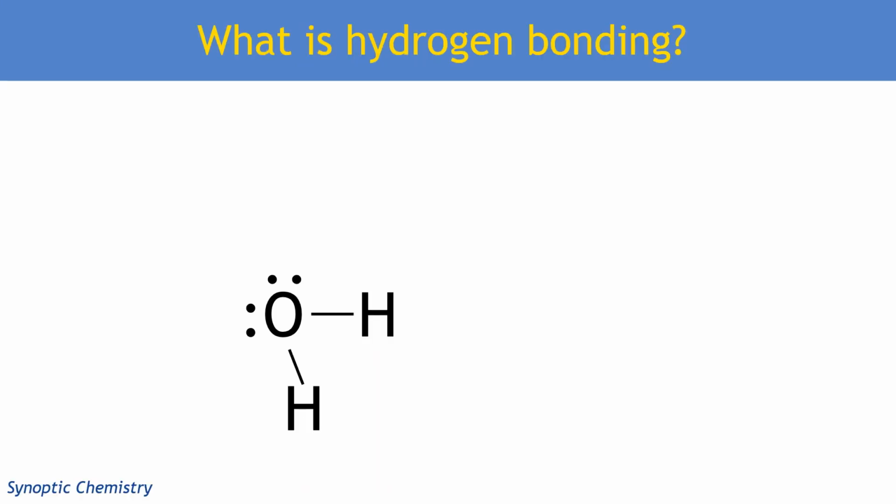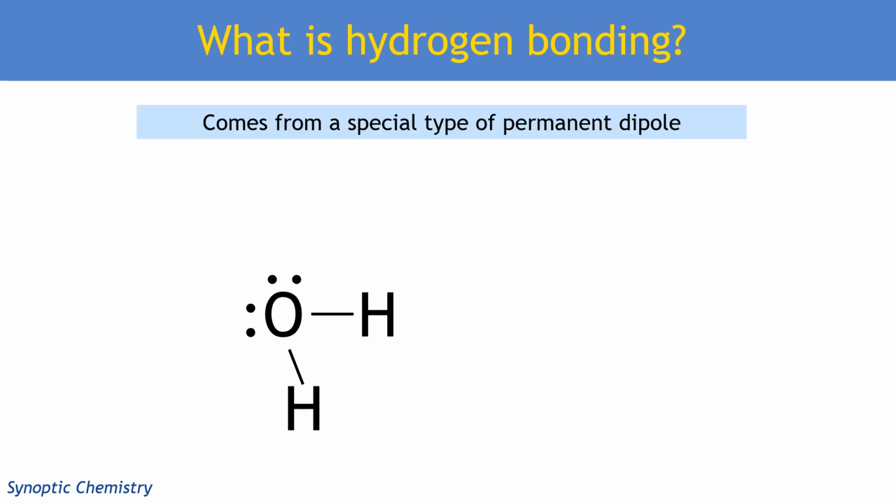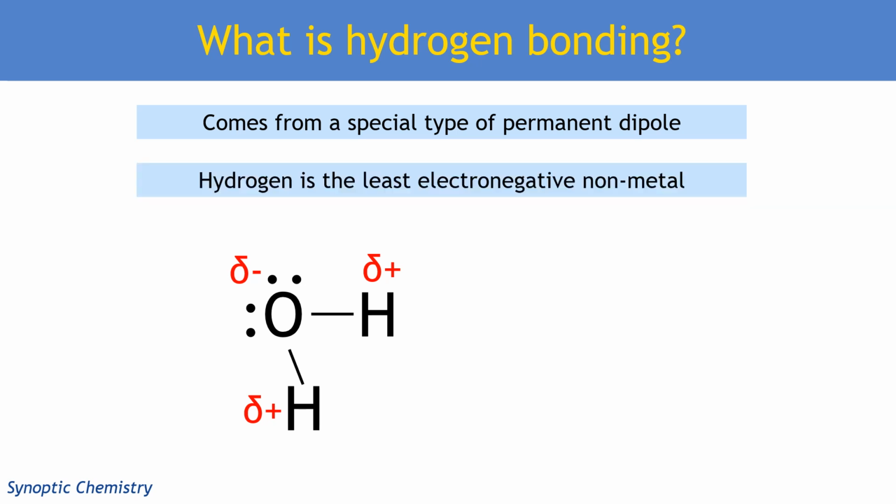So we need to start with what is hydrogen bonding. Hydrogen bonding is a special example of a type of permanent dipole. So permanent dipoles occur when there is a difference in electronegativity between two covalently bonded elements. Hydrogen is the least electronegative non-metal. That's why it tends to form positive ions when it forms ions. So when hydrogen is bonded to a very electronegative element, such as oxygen, the bond is really very strongly polarized.